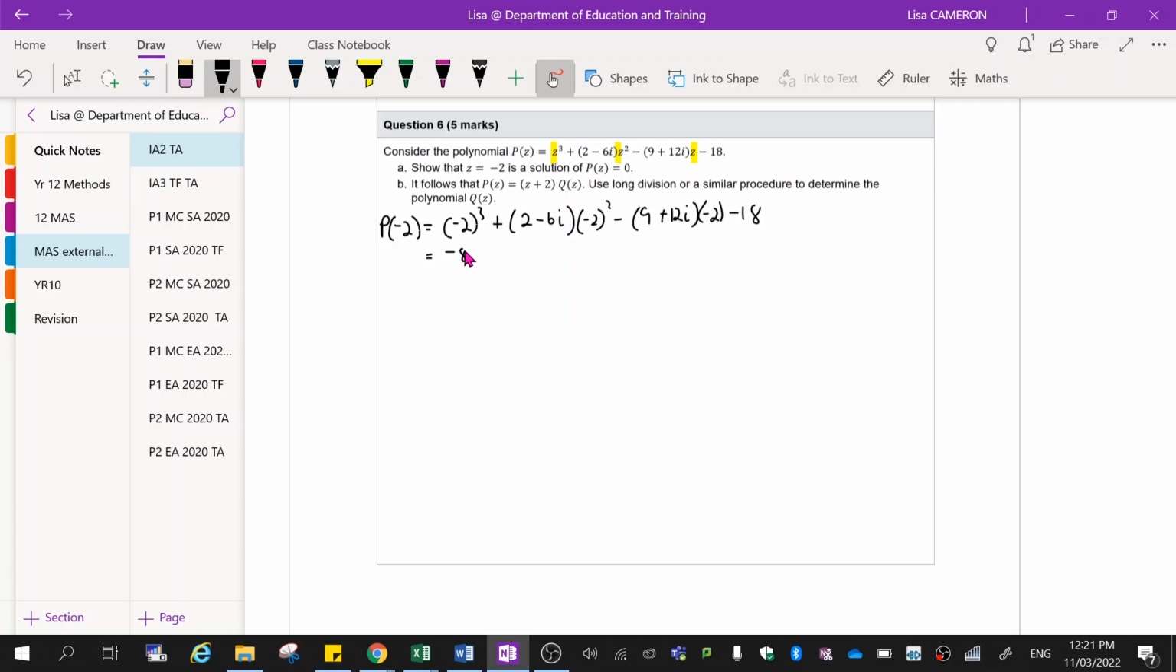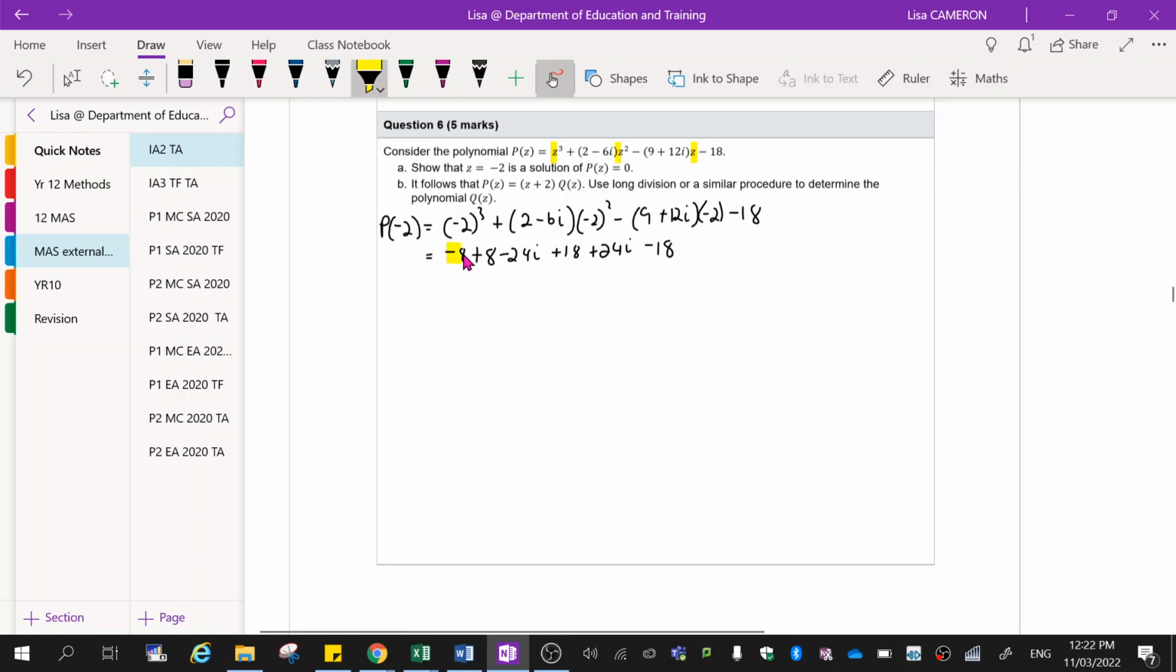So that will become -8 plus, now 4 times 2 will make +8. 4 times that will make -24i. Then we'll have -2 times 9, which will be -18. Then we've got this negative in front as well, which means that sign will change again, so it'll become +18. -2 times 12 is going to become -24, and then the sign will make it change, so +24i. And then we're just going to put that -18 on the end.